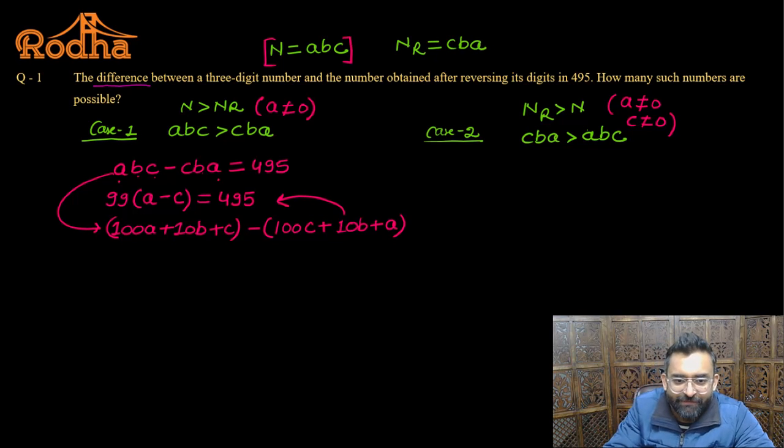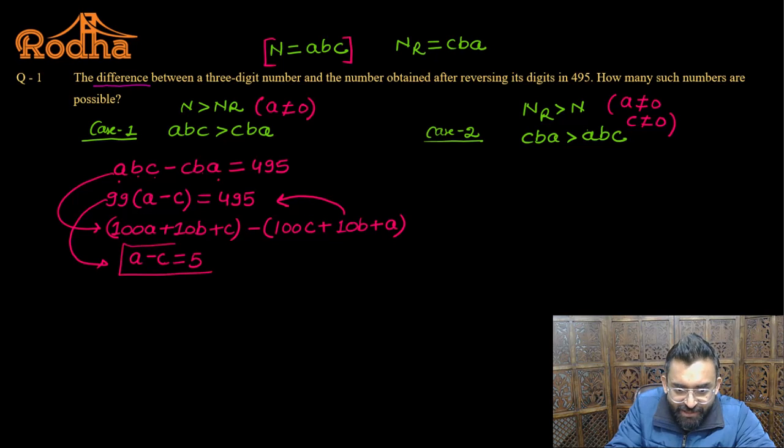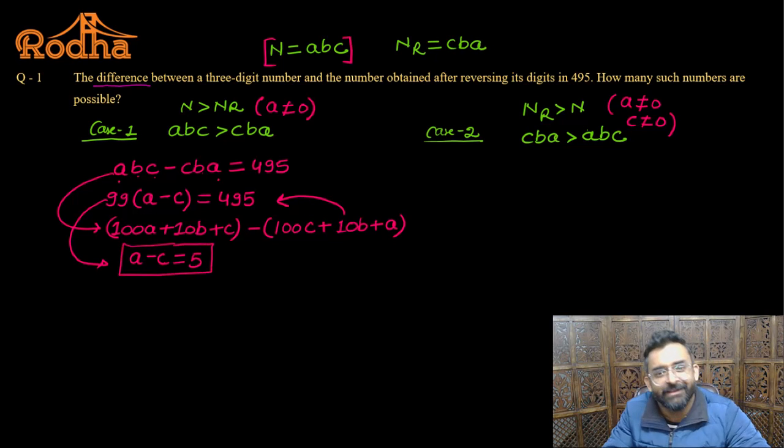Fine. So if we divide this by 99, what am I going to get? A minus C is equal to 495 by 99. It is going to be what? 5, I guess. Yes, it is 5. Definitely 5. No guessing. Okay. Now we can clearly make cases for A and C. It's very simple to make cases now.